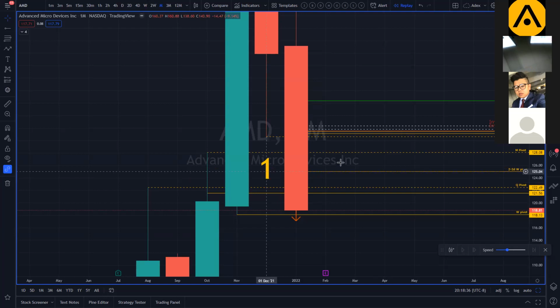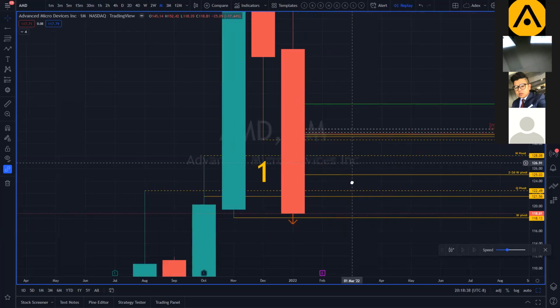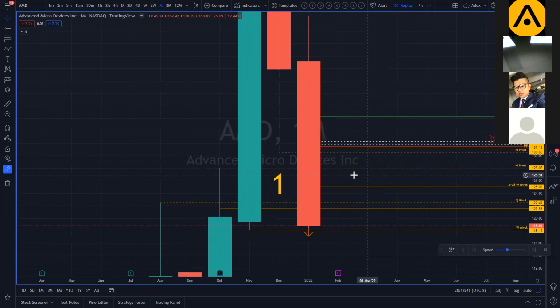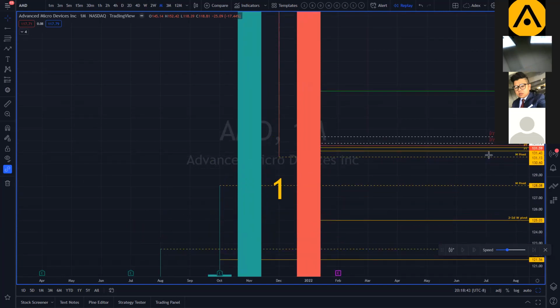Of course. So this is the AMD example. This is just an example of where you can stay in the play and how it respects these levels. I'm going to show you guys my MO example, because the MO example is an example where we actually scaled into, where we added into.